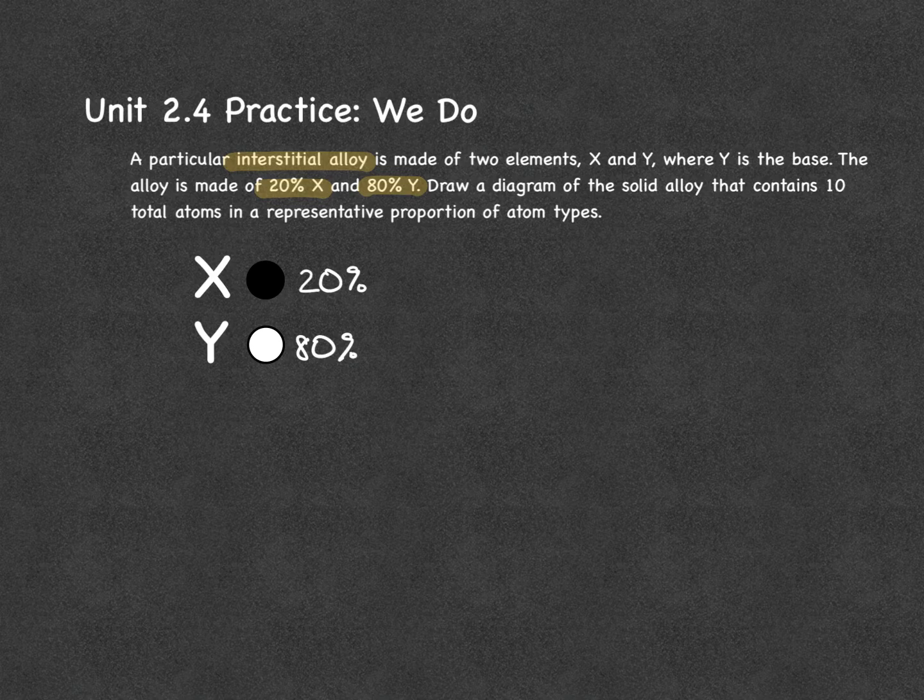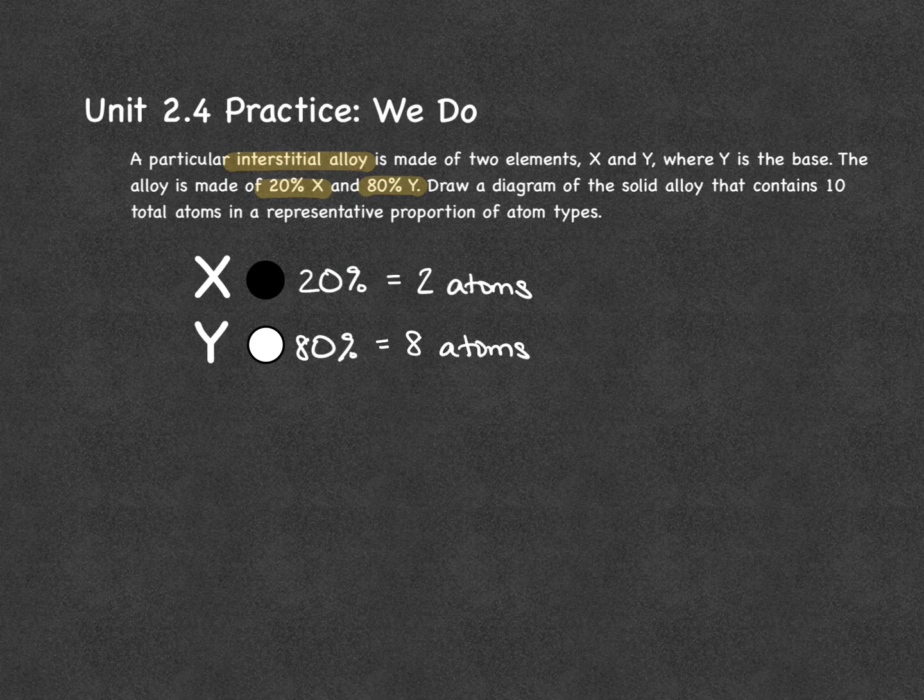Well, they made our math really easy. If I have 10 total atoms and 20% is X, that means 2 of my atoms are going to be X, and since 80% is Y, 8 of them are going to be Y.